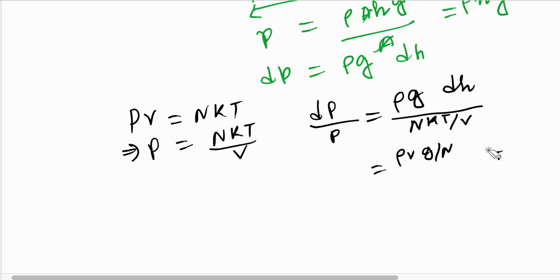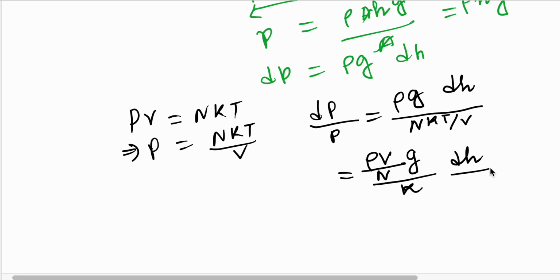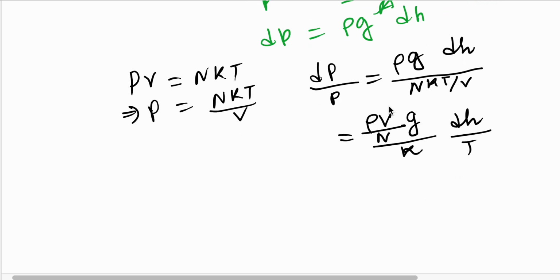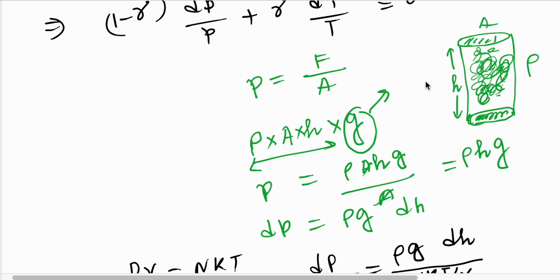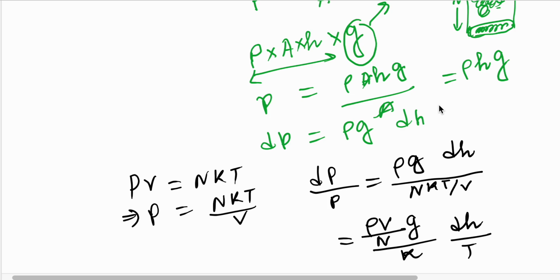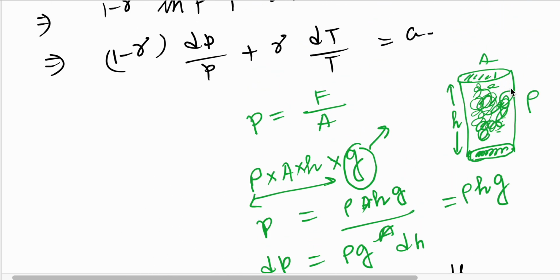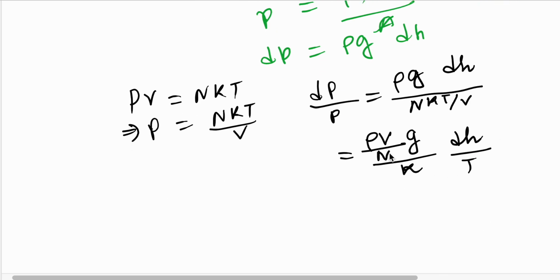Okay, write it properly now. So this will be rho into V by N, g by K, dH by T. Now you can notice that rho into V is nothing but the mass of the gas molecule here, and N is the total number of molecules there.